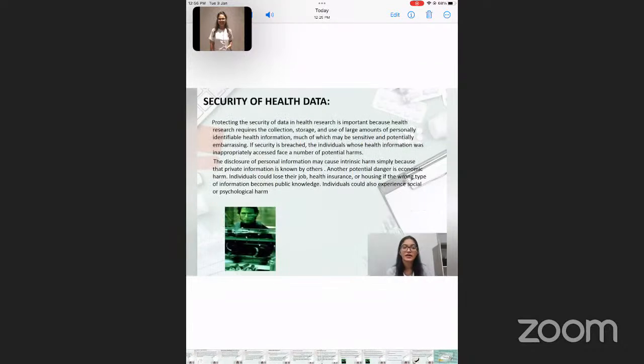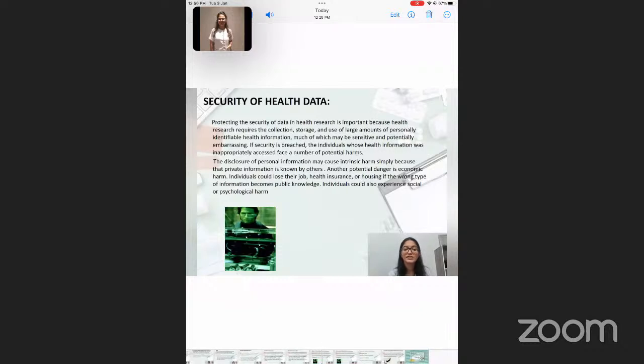Security of health data. Protecting the security of data in health research is important because health research requires the collection, storage, and use of large amounts of personally identifiable health information, much of which may be sensitive and potentially embarrassing. If security is breached, the individuals whose health information was inappropriately accessed face a number of potential harms. The disclosure of personal information may cause intrinsic harm simply because that private information is known by others.